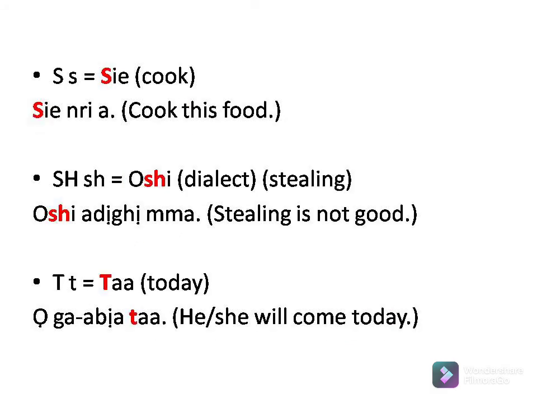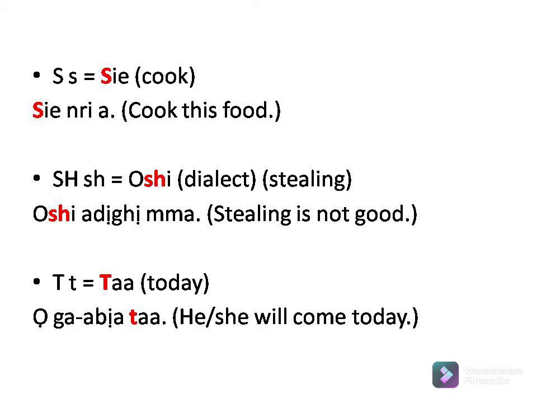On the next slide we have the S, and we can find it in a word like sie. Sie is the verb to cook. And in the sentence we have sie nri, which means cook this food.